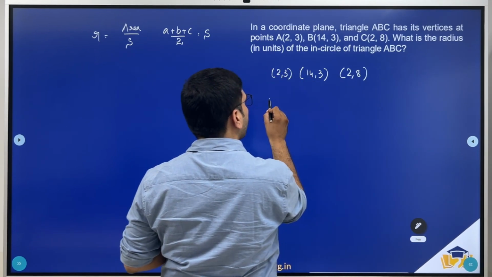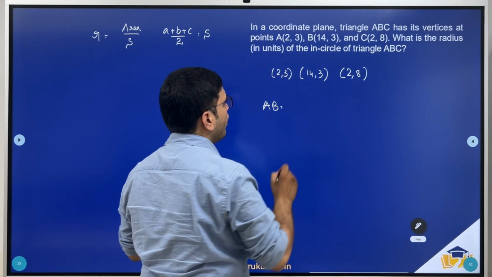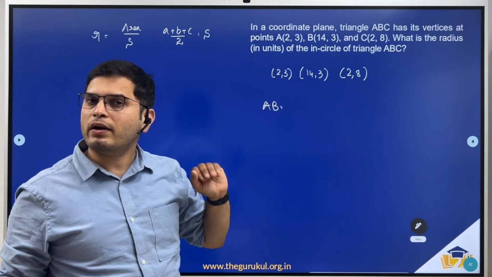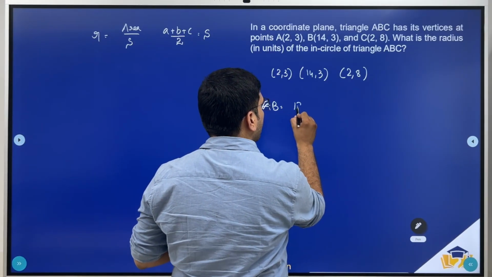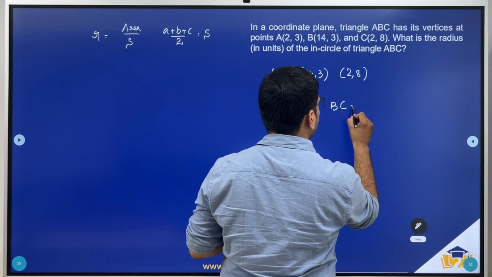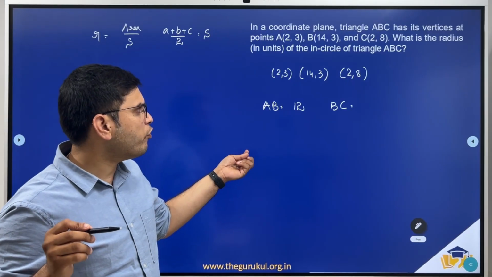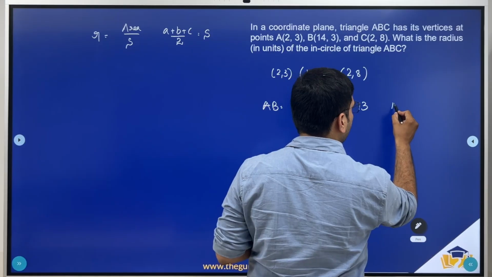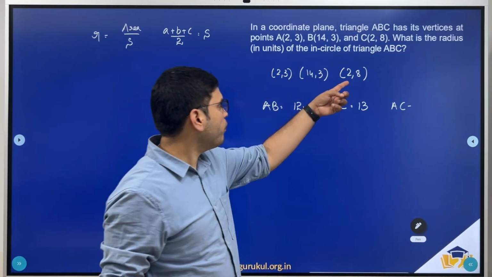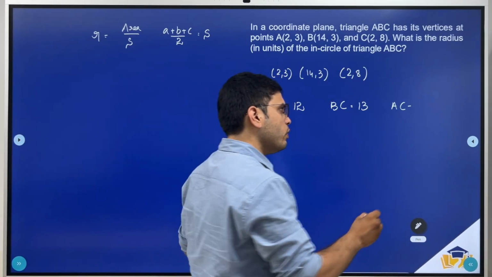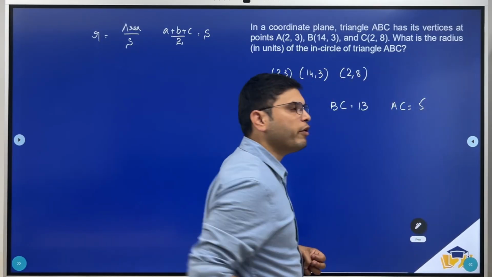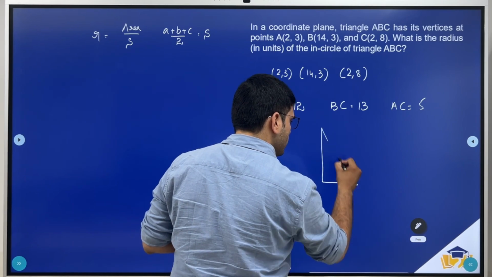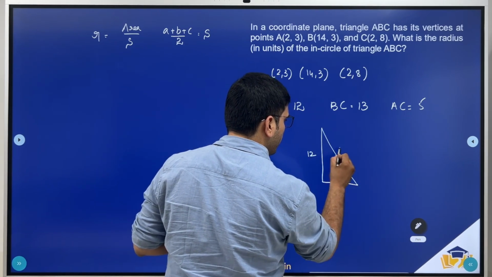Now first let me find the length of side AB. 14 minus 2, 12 square, plus 3 minus 3, 0 square, right? So under root 12 square, 12. Now let me find BC. 14 minus 2, 12 square, 144, 8 minus 3, 5 square, 169, 13. Now let me find AC. AC is equal to 2 minus 2 is 0, 8 minus 3 is 5, 5 square under root, 5. So this becomes a right angle triangle now with sides 5, 12 and 13.